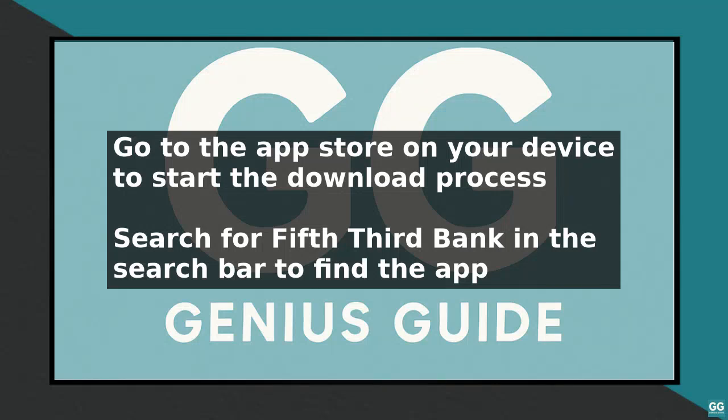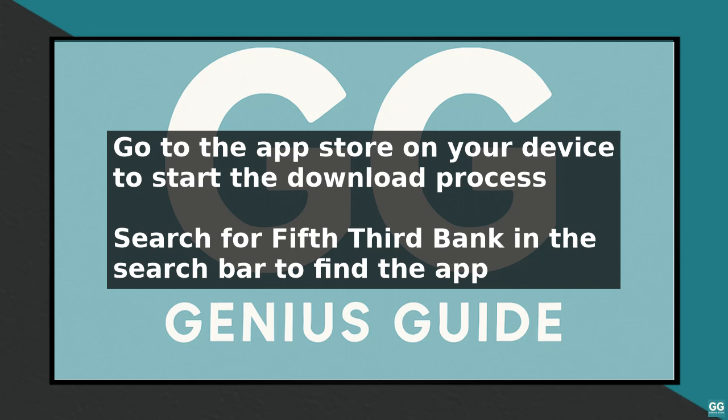To import the Fifth Third Bank mobile app, start by going to your device's App Store. If you have an iPhone, open the App Store, and if you have an Android device, open Google Play. In the search bar, type Fifth Third Bank and select the app from the search results. Click the Get or Install button to begin the download process.